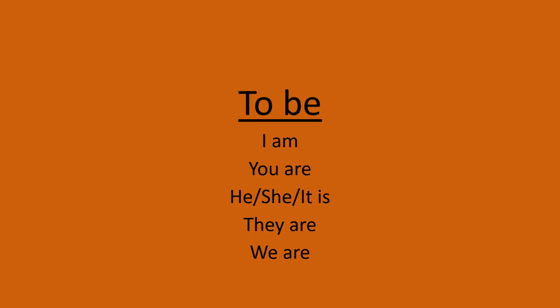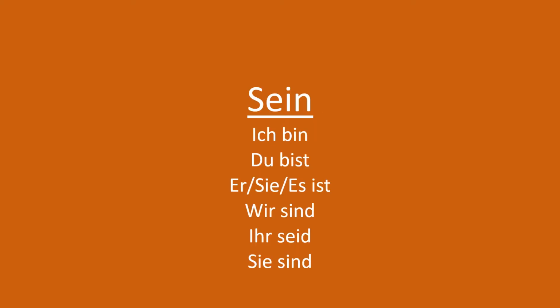In English, to be is conjugated as I am, you are, he, she, it is, they are, and we are. The German verb to be is sein. And we will learn all of these conjugations painlessly, so let's not worry about them right now. To say I am Clay, or your name, we would say Ich bin Clay. Ich bin Franziska.